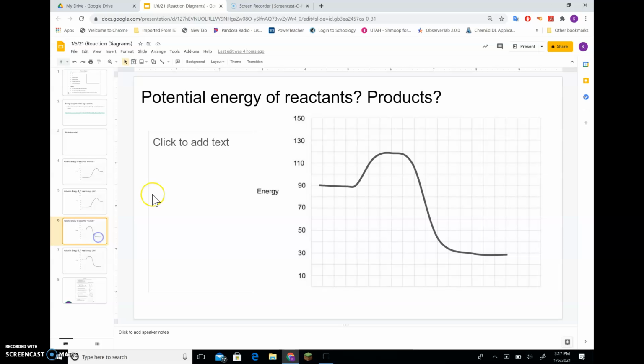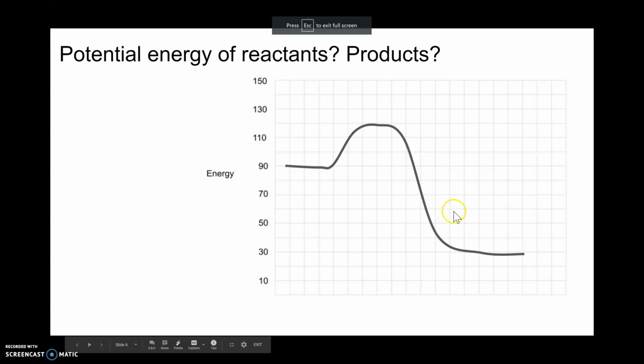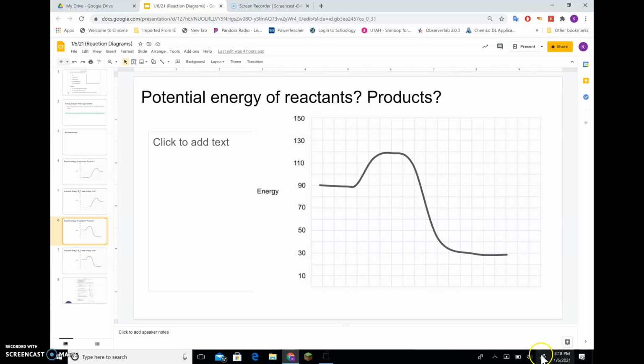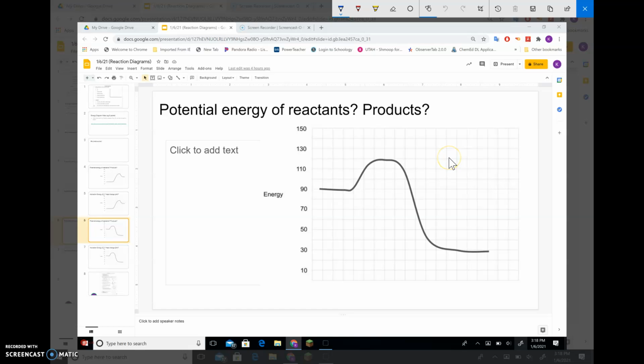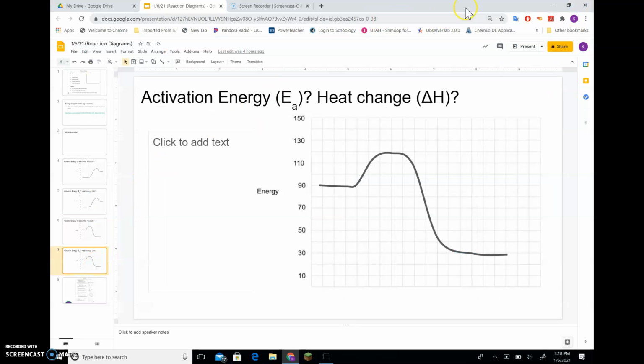All right, next one, go ahead and do the potential energy of the products and reactants again. So on this one, our reactants are right here at 90, and our products are right here at 30. Notice you'll always have reactants on the left, products will always be on the right. And so again, 90 for reactants, 30 for products. Our next one is finding the activation energy for this.